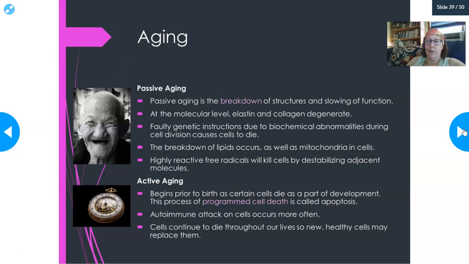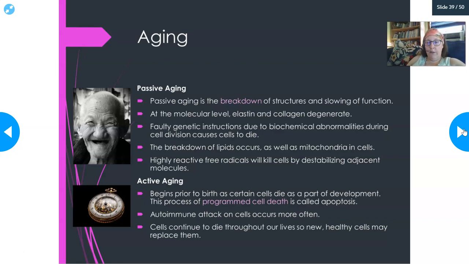So that's passive aging, what I really think of as aging. But there's also active aging. This is the idea that you have a time clock on your cells. It begins prior to birth, and it's programmed in certain cells as part of development. It's a process of programmed cell death, and cell death is apoptosis. For example, red cells live 120 days. At 120 days, they die, they're pulled from circulation, and they're replaced with fresh ones. Another example is the lining of your GI tract, where the lining cells are replaced about every 3 days. They're constantly being replaced. You're constantly shedding skin cells and replacing skin cells, etc. So they have a kind of programmed death there.